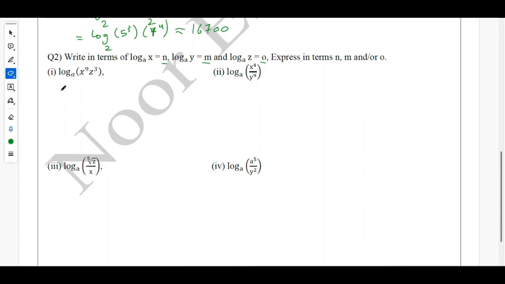I have to split them first. Log x to the power 9 to the base a plus log z cubed to the base a. Then the power becomes a coefficient: 9 log x to the base a plus 3 log z to the base a. Log x to the base a is n, plus 3 log z to the base a is o.